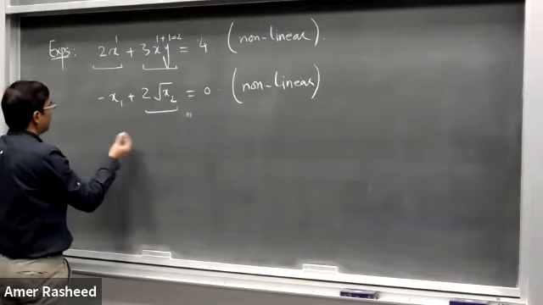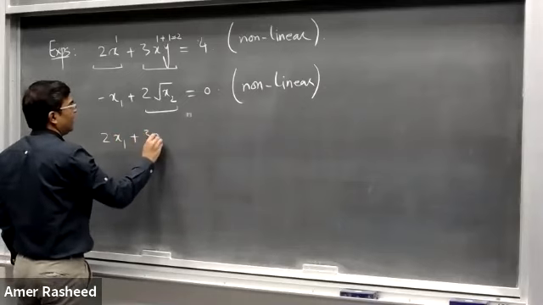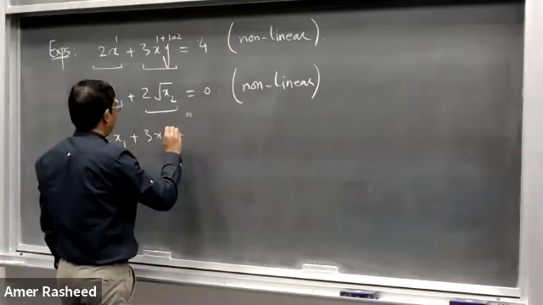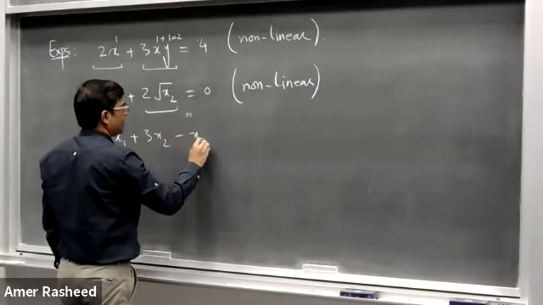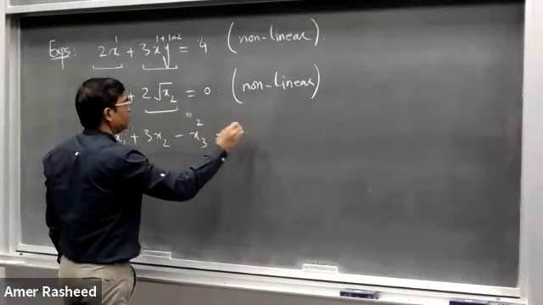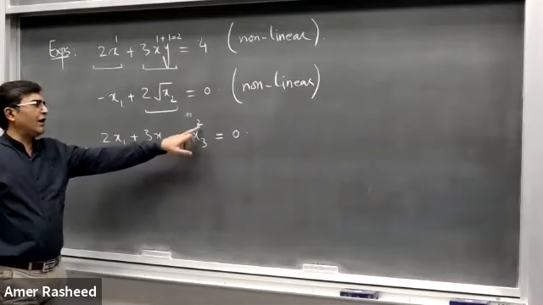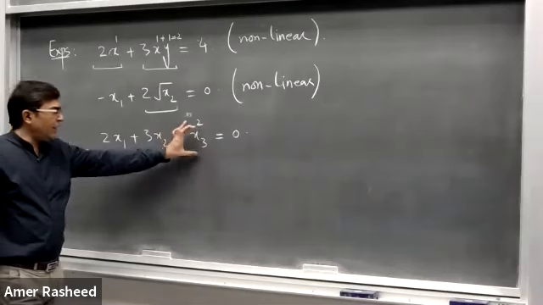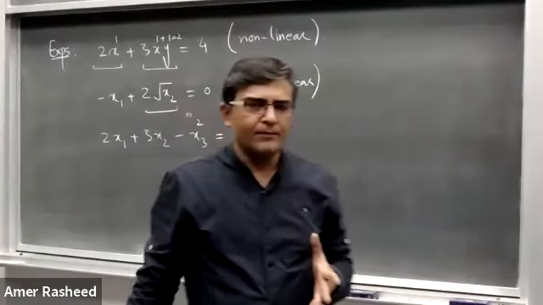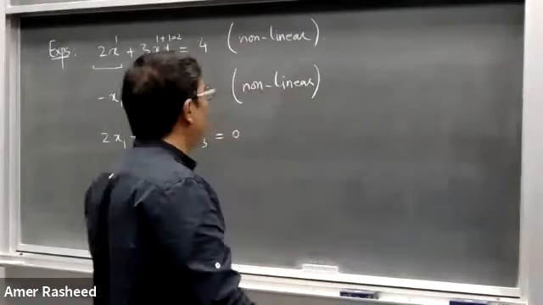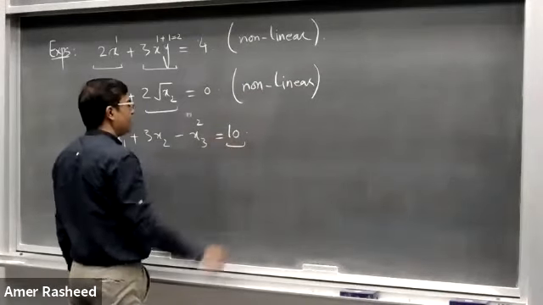Similarly, you can write many other things. For example, 2x1 plus 3x2, maybe minus x3 squared is equal to 0. This is again not linear, because here in the third term, you have power 2. So in each term, every unknown variable must have power 1. And the right hand side should be some constant. It can be 10, it can be 0, or anything.